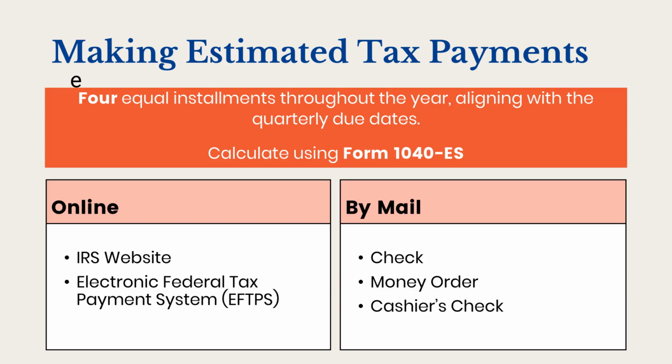By mail using a check, money order, or cashier's check. When you pay by mail, you must include the Form 1040-V or payment voucher, which includes detailed instructions for how to prepare your payment. It is important to note that the IRS does not accept cash payments by mail.